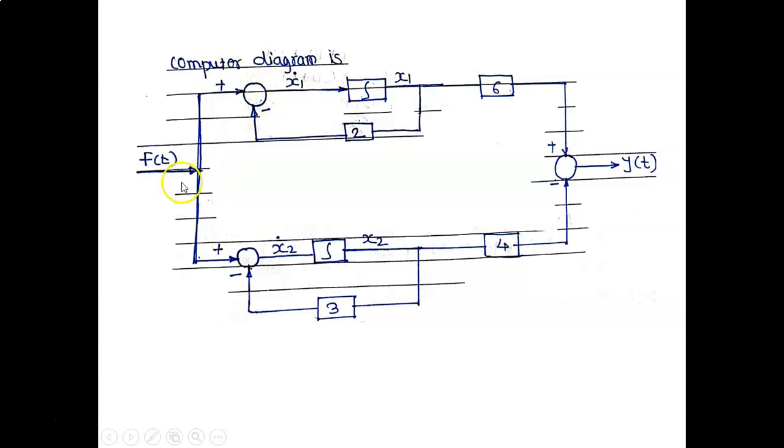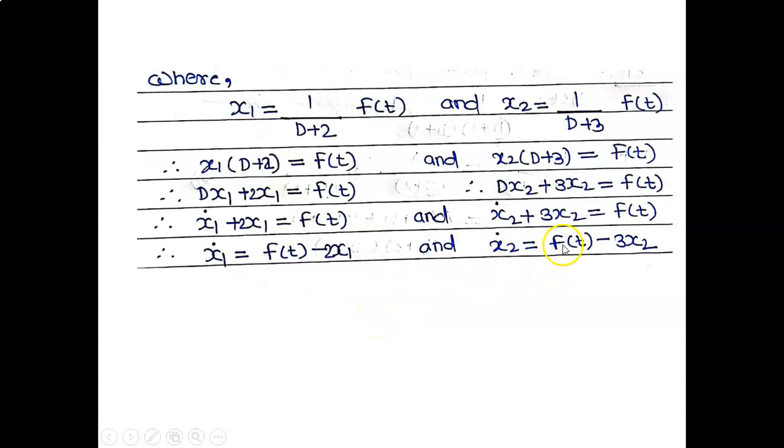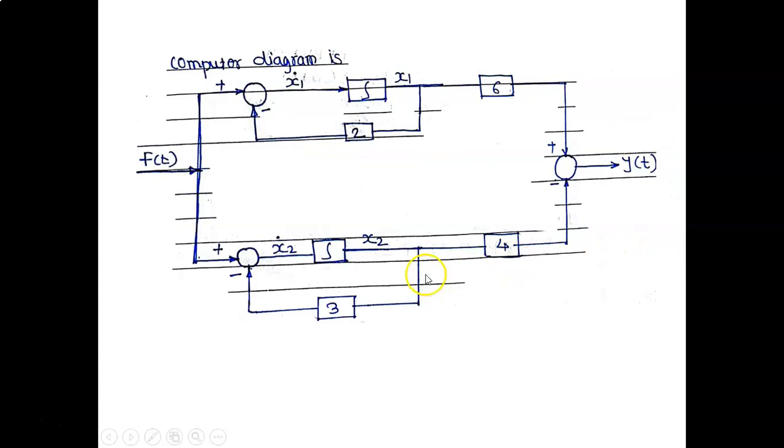Therefore, x1 dot is equal to f(t) minus 2x1. Similarly, from x2 we take off one signal like this, and then we feed back through a transfer function of value 3, and its signal is negative. Therefore, x2 dot is equal to f(t) minus 3x2. The same value is here, f(t) minus 3x2.